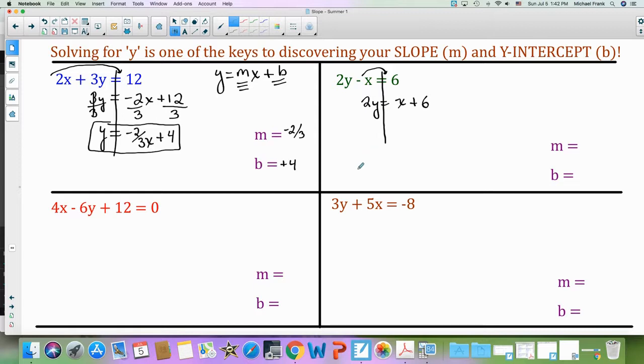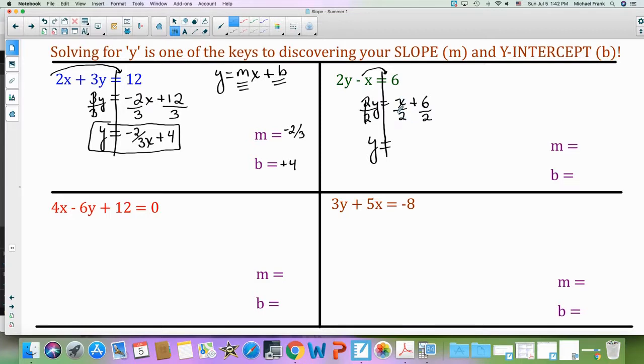Now, once again, we are not finished putting it into the slope-intercept form until we get a 1y. Well, I have a 2y. That 2 is multiplying, so I'm going to divide. Divide by 2, divide by 2, divide by 2. Well, the 2 over 2 is going to cancel out because it's equal to 1. So I have 1y, that was my goal, is equal to x over 2.